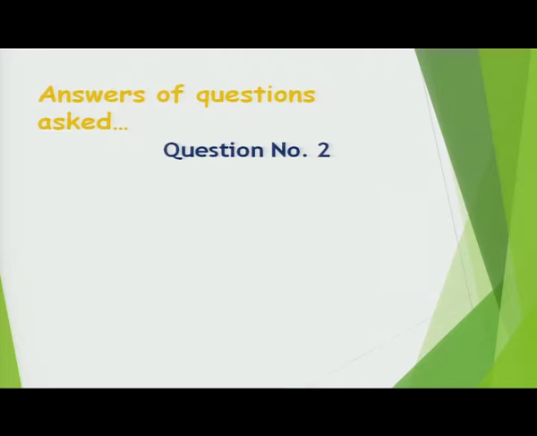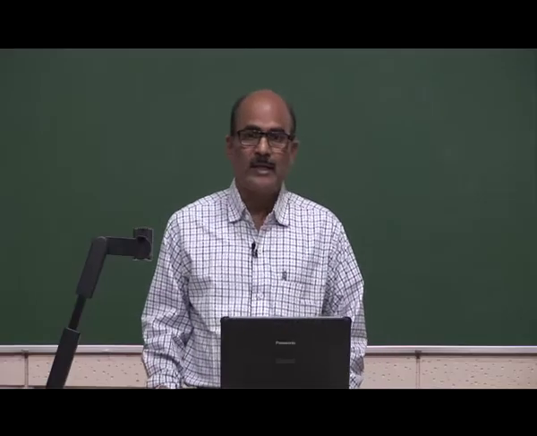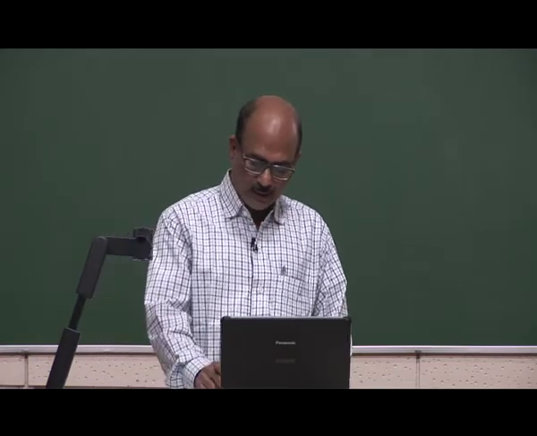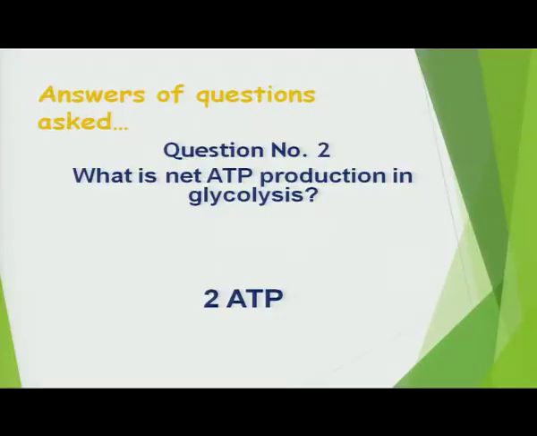Now, the second question is, what is the net ATP production in glycolysis? I have already discussed the net ATP production with the help of substrate, where the ATP is used or consumed. In the entire process of glycolysis, 2 ATP are consumed and 4 ATP are gained. So, plus 4 ATP minus 2 ATP, that is 2 ATP. So, the answer is 2 ATP.